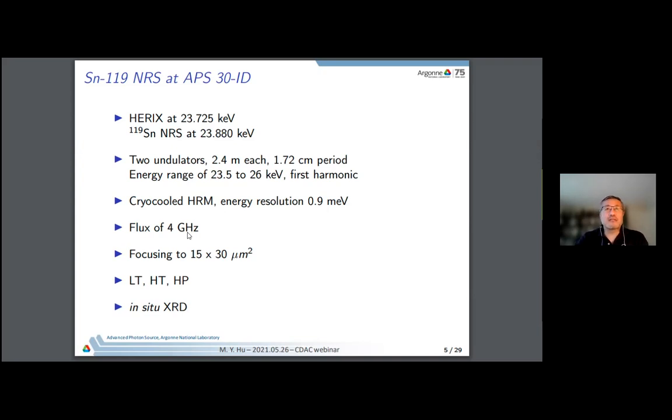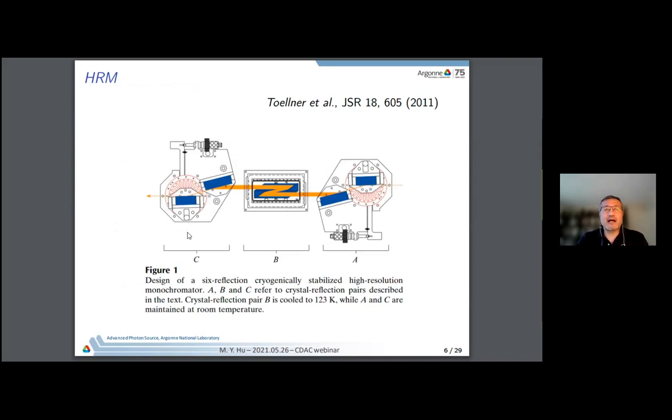To be able to do the experiment, there are some technical developments that need to be done. One thing is this high resolution monochromator. It is critical. These are sketches of one of them actually used at sector 30. These are 6 crystals. The blue blocks are single crystal silicon of very high purity, which enables 10 to the 8 energy monochromatization.